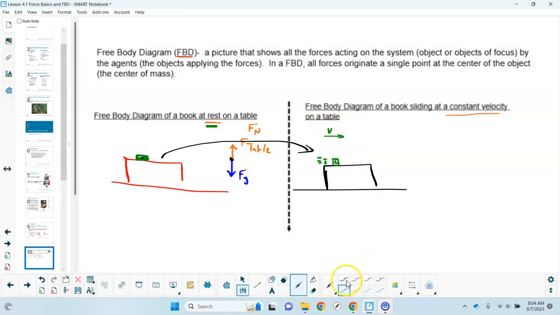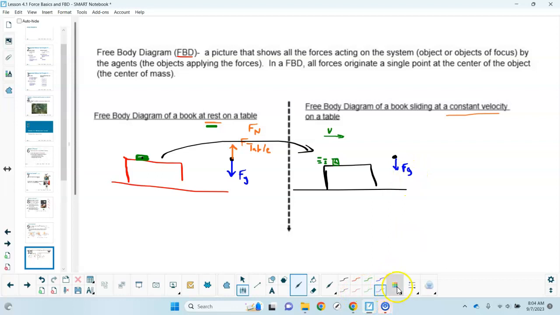So when I start with the dot over here for the book, that dot represents the book, we don't draw an arrow going to the right because there is nothing pushing or pulling the book right or left. So again, we just have the same forces. We have the force of gravity acting, which is pointing down, which deals with the weight of the object.